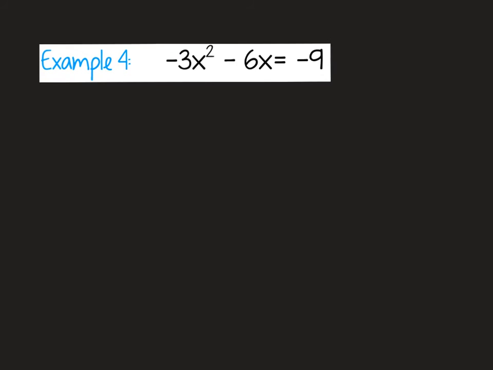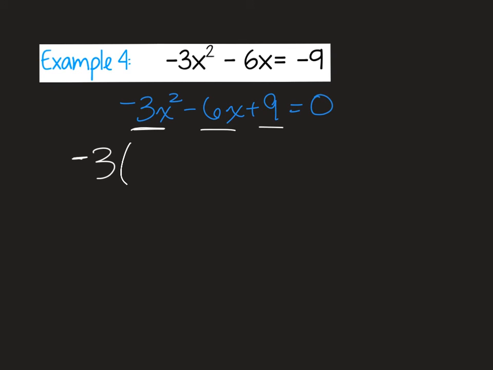Alrighty. Okay, last example. So our first step would be to put it into standard form. So we'll add 9 to both sides. Negative 3x squared minus 6x plus 9 equals 0. Then we want to start the factoring process. The first term is negative, so I know I need to factor out a negative. All three terms have a GCF of 3, so I'm going to factor out that. And that would give me negative 3 times the quantity x squared plus 2x minus 3 equals 0.